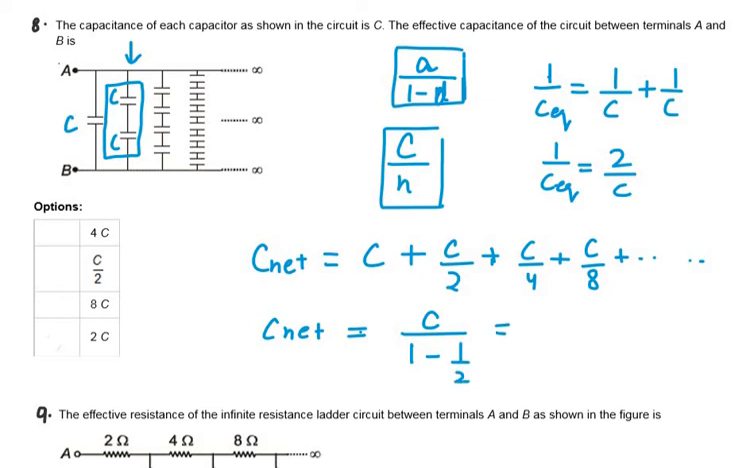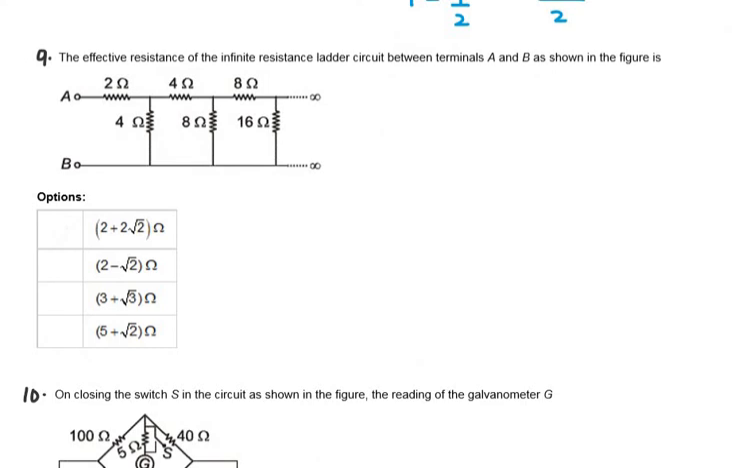So it will be C over, taking LCM at denominator, we get 2 minus 1 over 2. So it can be written as 2C. So the right option for question number 8 is D part. Now moving on to question number 9.